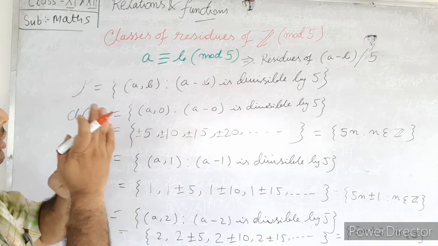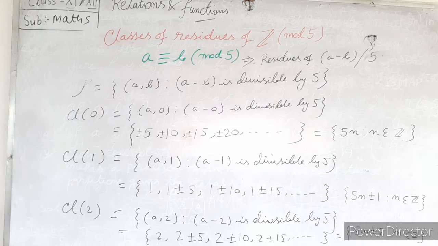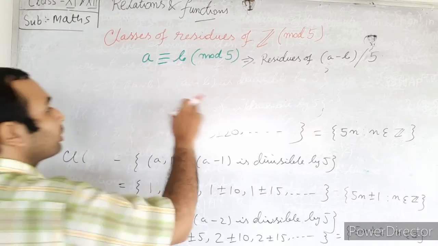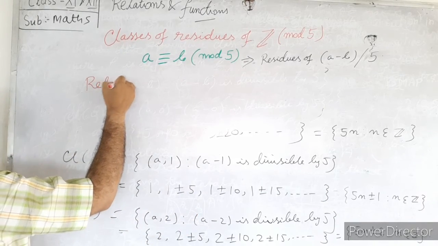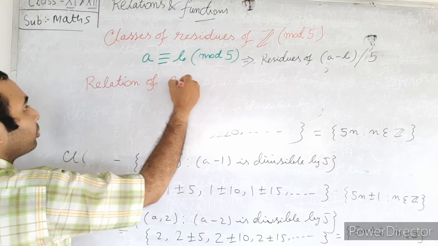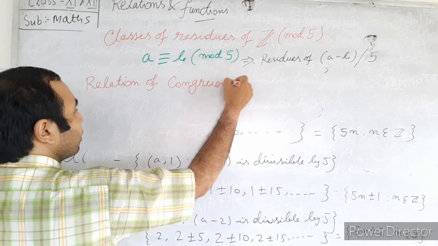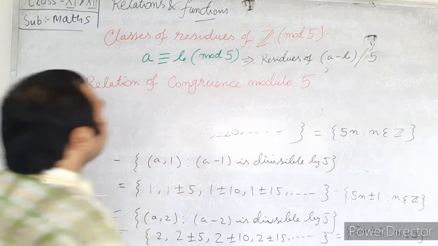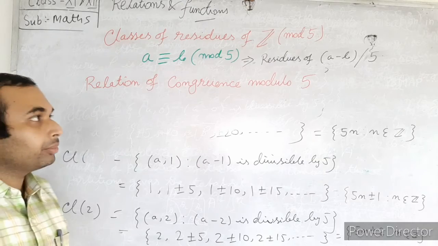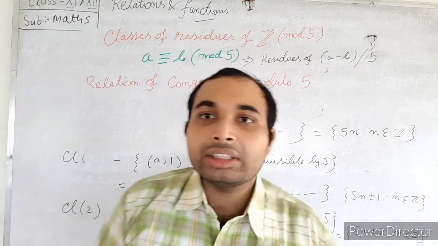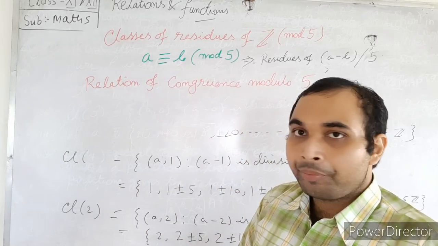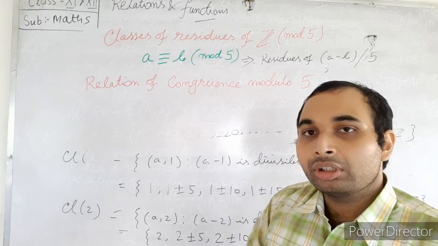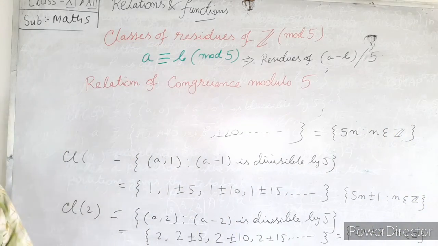So this is called the classes of residues, and this relation has a particular name, a very important relation for the further classes: the relation of congruence modulo 5. I have not checked whether this relation is an equivalence or not. Let us check that this relation is an equivalence, otherwise those classes will not be whole.